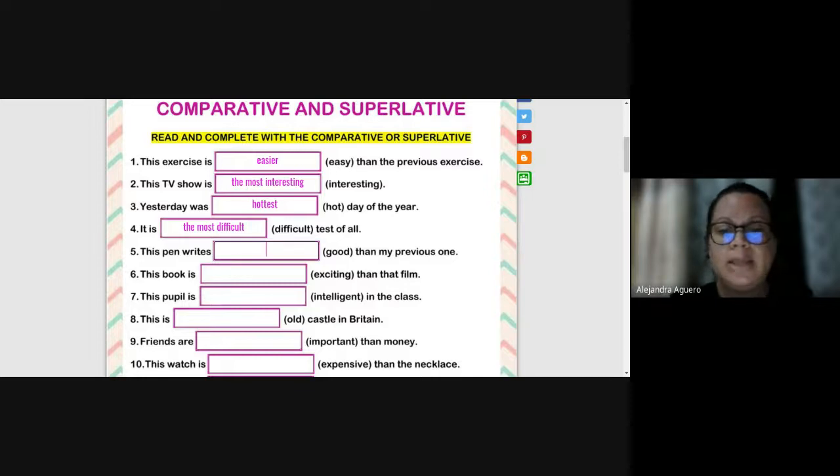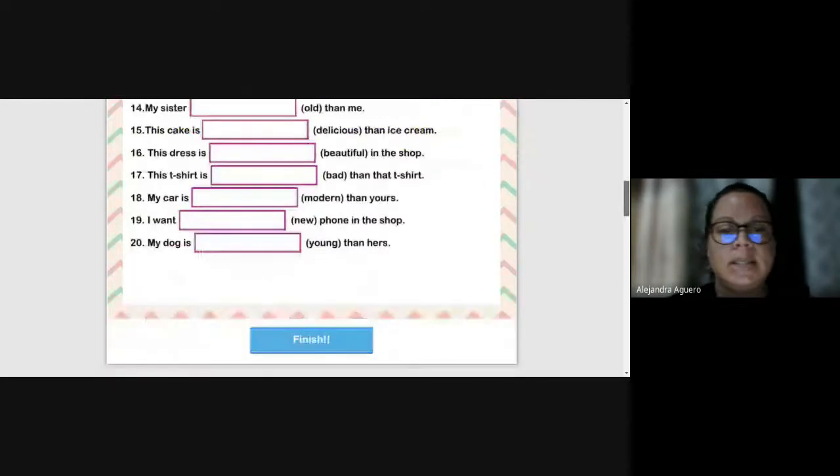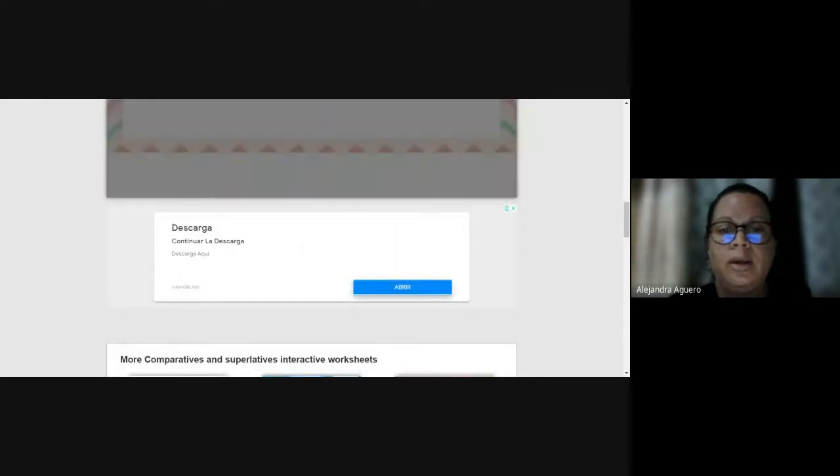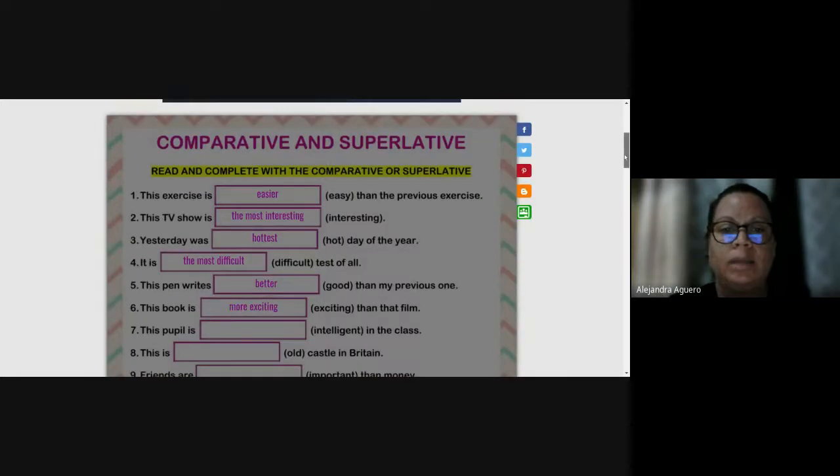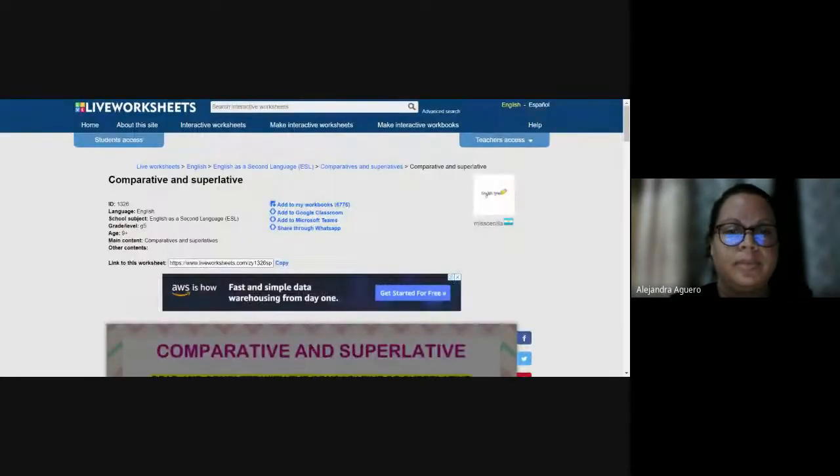It's better than the previous one. We have than. It means that we are making a comparative. It's better than my previous one. This book is more exciting. Okay, these are some examples. So you can finish the practice, and at the end, you push finish, and you find the answers. Okay, now I'm going to stop sharing, and let's continue with the next topic.